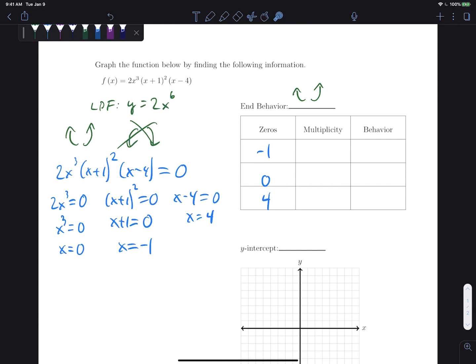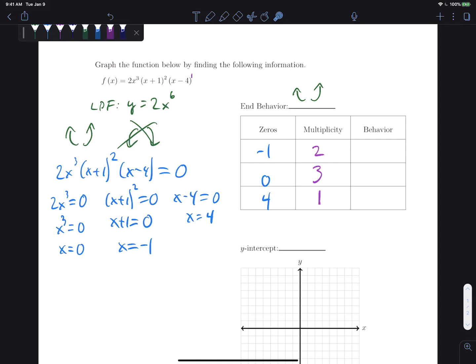Excellent. As for their multiplicities, those come from the exponents. For the negative 1, its exponent was 2, so the multiplicity is 2. For the 0, that came from this term here, and that exponent was 3, so the multiplicity will be 3. And for the 4, it's an understood 1, so the multiplicity is 1. By the way, when you add these together, 2 plus 3 is 5, plus 1 is 6. That had better be the same as the degree of your leading power function.